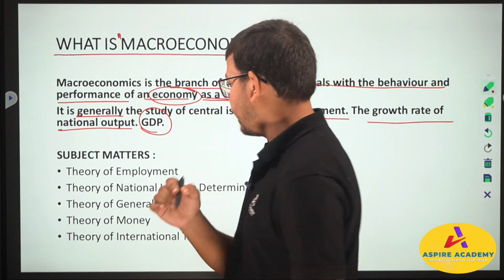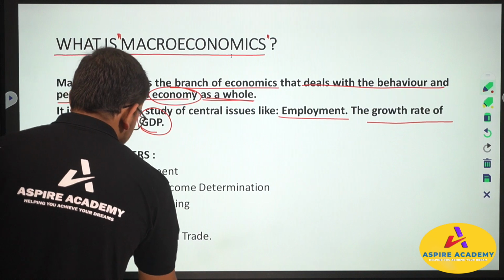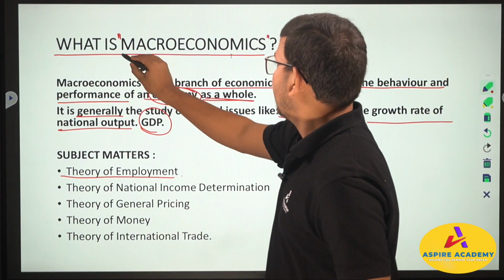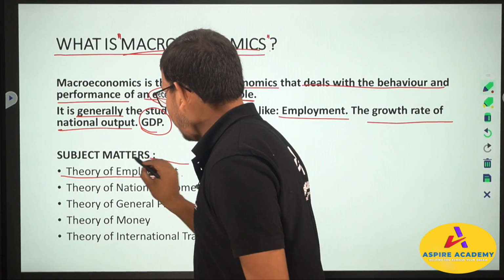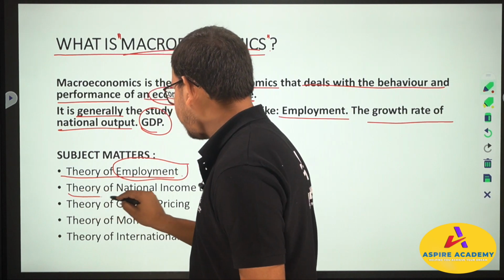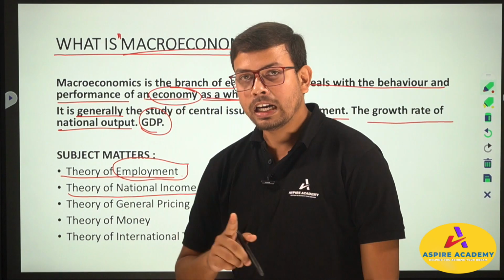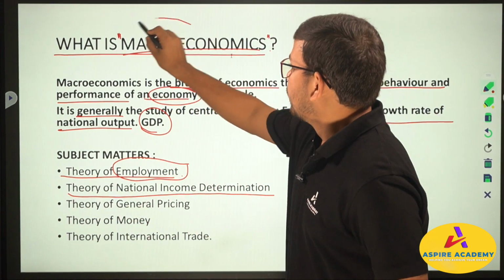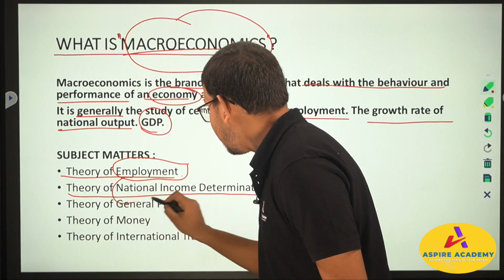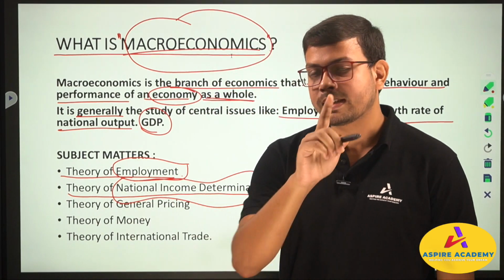The first subject matter, look at this point. The first is the theory of employment. Under this, we are going to study the level of employment or the employment generation and all these things. Next comes the theory of national income determination. That means under this distinct branch of economics, we are going to study how the national income of a nation, of an economy, is determined.